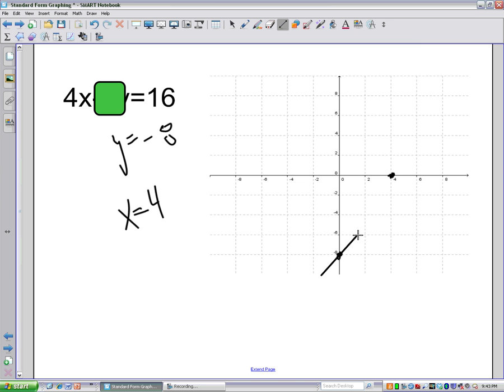Grab the line tool. A little close. If you had a ruler, you'd do a much better job of that. That's the way we want it. And arrowheads and a label, 4x minus 2y equals 16. So it's a pretty straightforward thing. We just kind of go through and do it.